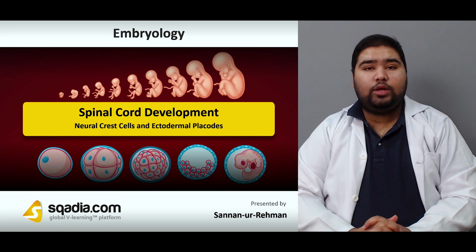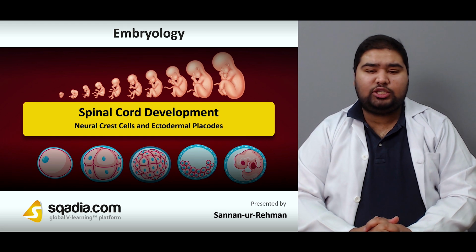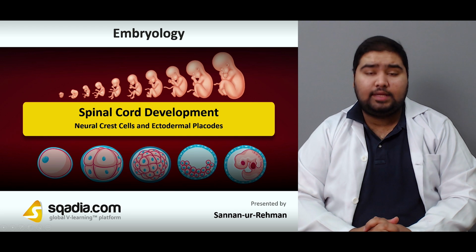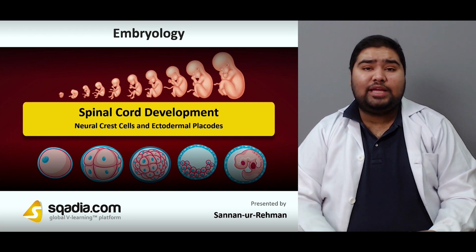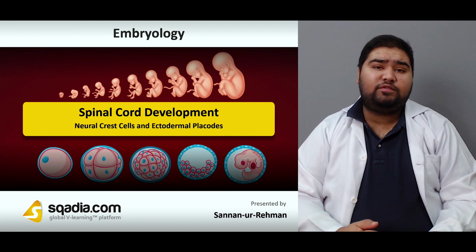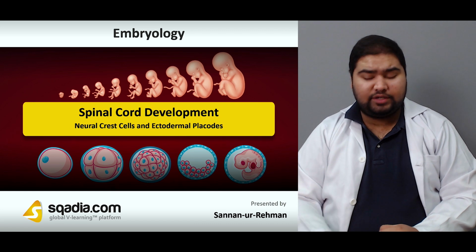Hello everyone, welcome back. We're still talking about the development of the spinal cord. In this section, we'll see the neural crest cells as well as the ectodermal placodes. These are the other two important structures that are given off by the neuroectoderm, the first being the neural tube, which has already been discussed in the first section.